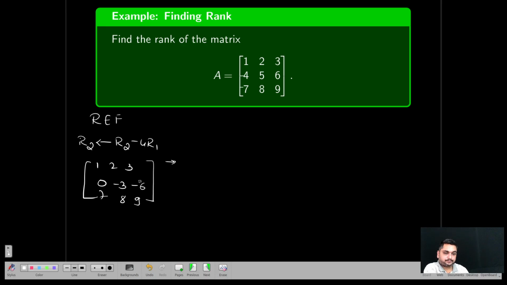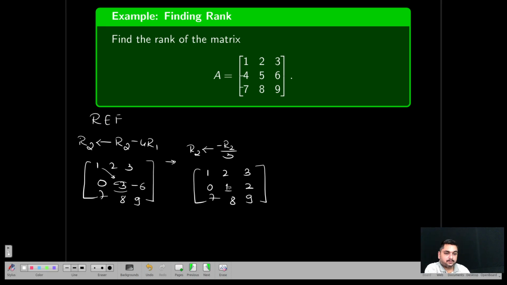Now this is minus 3, and I have to make it 1. It's possible. So what we will do is R2 equals minus R2 divided by 3, to change the sign, and I'll get 1. So the rows are 1, 2, 3, then 0, this becomes 1, this becomes 2, and then 7, 8, 9.